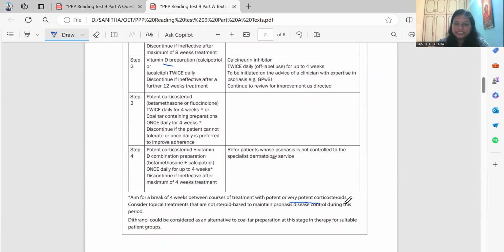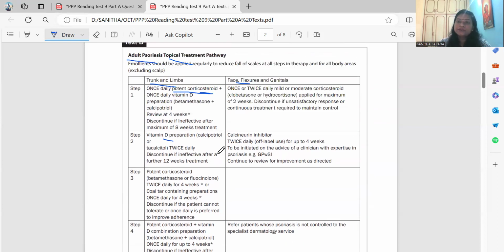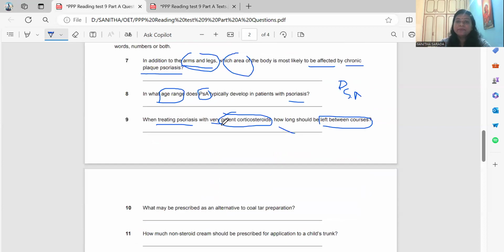Here, very potent corticosteroids. The aim is for a break of 4 weeks between courses of treatment with potent or very potent corticosteroids. Here it is given only as potent corticosteroids, but the keyword is very potent corticosteroids. See the difference? You have to find the keyword like that. Don't simply jump in; you have to underline the full keywords, very potent corticosteroids. Got it?